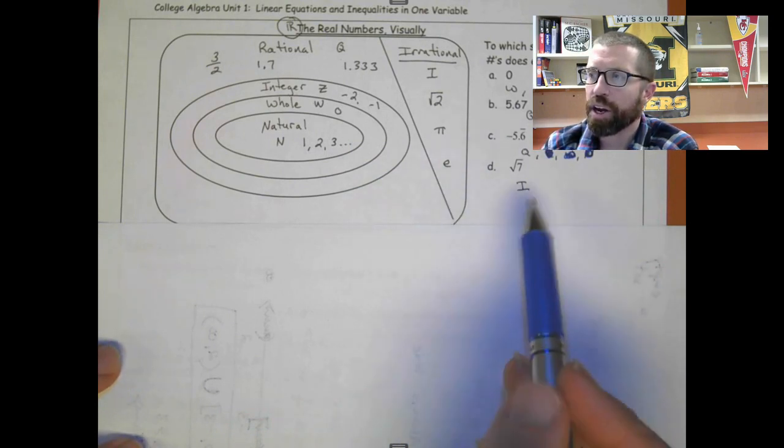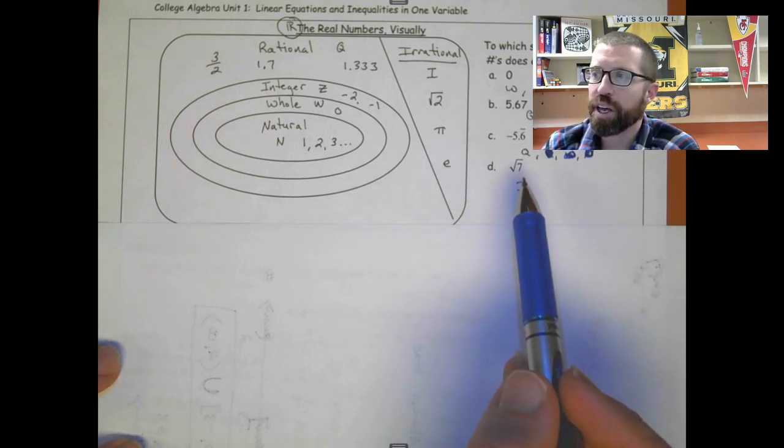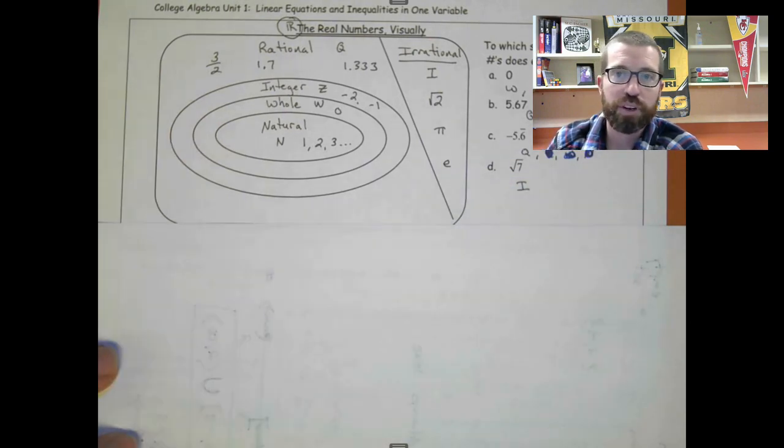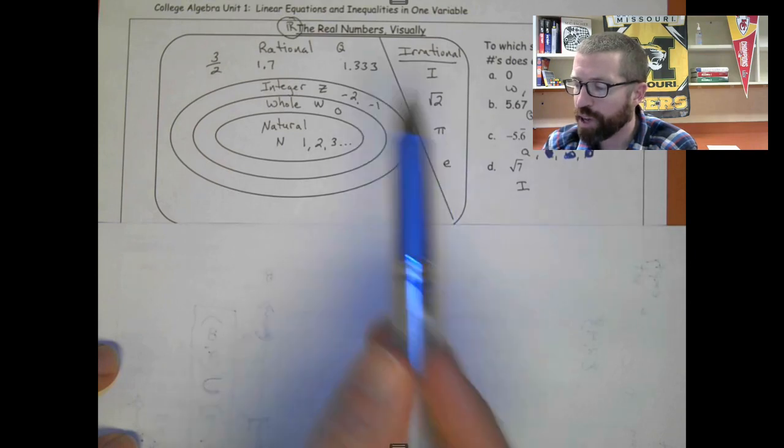And then on D, square root of 7 is irrational. It's that decimal that doesn't repeat and has no pattern. It can't be written as a fraction. So it is irrational and real.